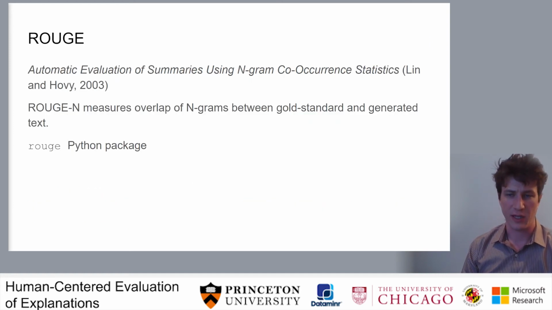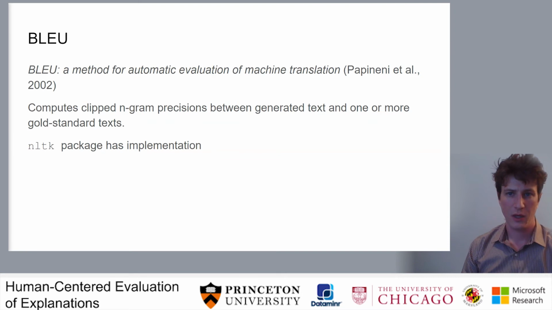One very common metric is ROUGE, which simply measures n-gram overlap between the generated text and the reference text. This was originally designed to evaluate summarization algorithms, but is common across the NLG literature these days. Another very common metric is BLEU, which computes clipped n-gram precision scores between the generated text and one or more reference texts. BLEU was created for evaluating translation models and is also all over the place in the NLG literature.